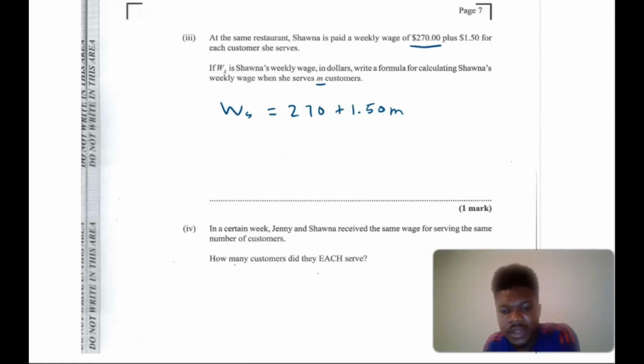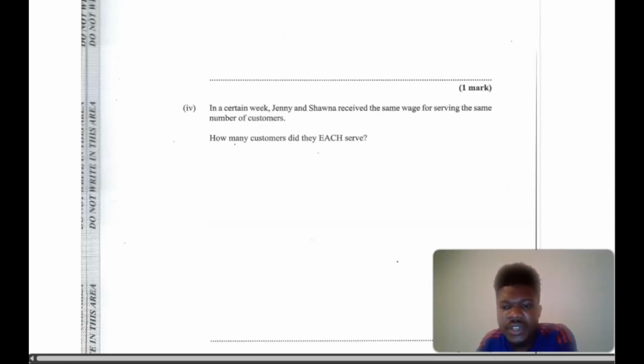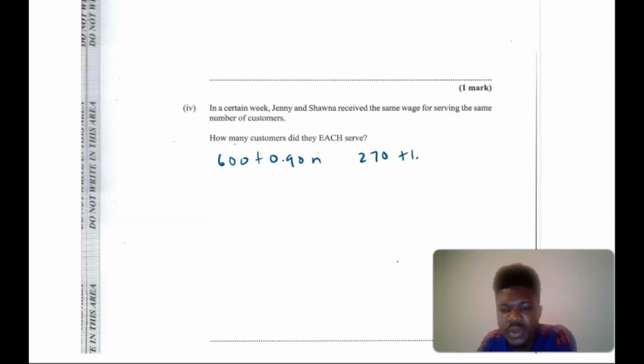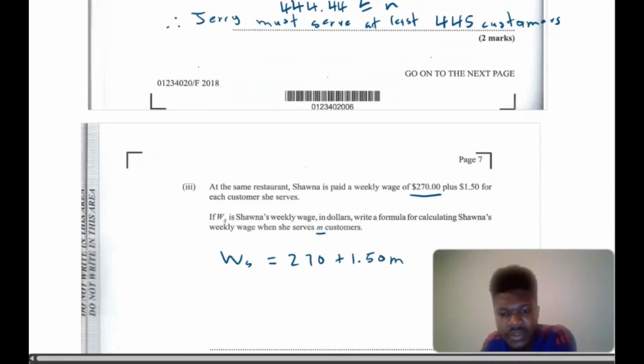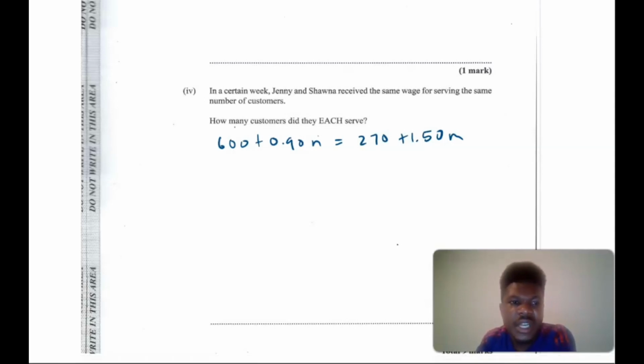Then the final part says, in a certain week, Jenny and Shauna received the same wage for serving the same number of customers. Both equations would be equal in this situation, because we use the formula for their weekly wage to calculate it. If they earn the same amount of money, the formulas are producing the same result, so we can equate the formulas. How many customers did they each serve? For Jenny it is 600 plus 0.90N, and for Shauna it is 270 plus 1.50M. We're saying that both of these should be equal. At this particular point they serve the same number of customers.